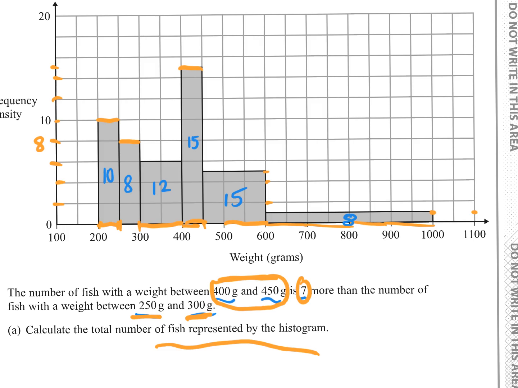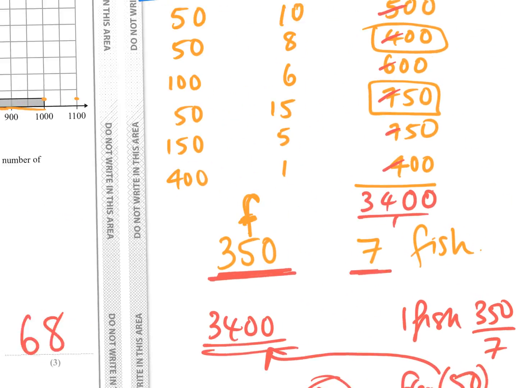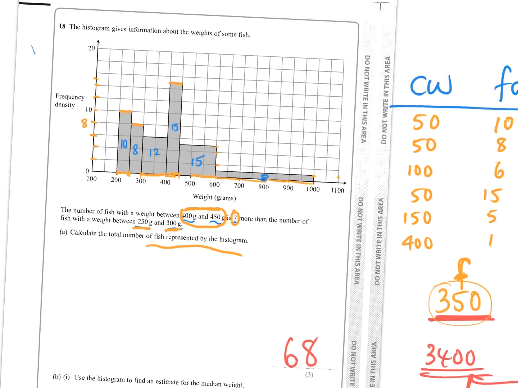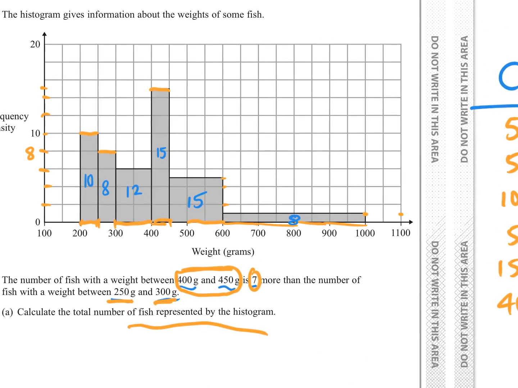Okay, and remember how we got that? Because we found out that difference was worth 7 in the question. So if 7 was 350, 1 fish was an area of 50 or a frequency of 50. Okay, so you've got to be really clear of what that means. So I've put in blue how many fish is represented here.